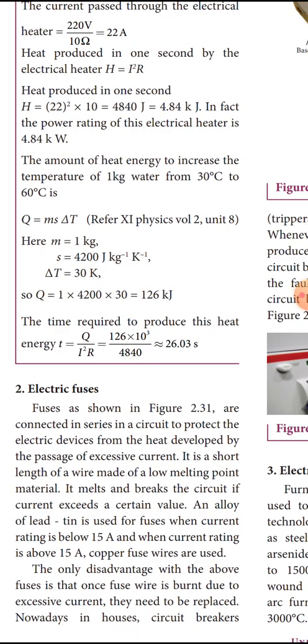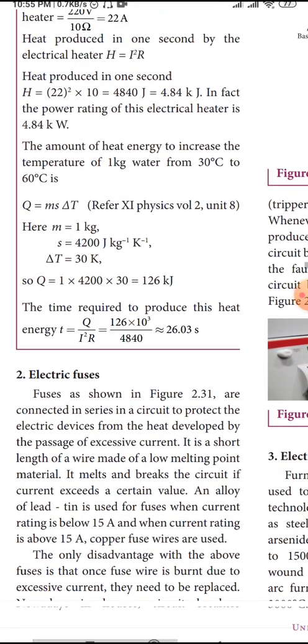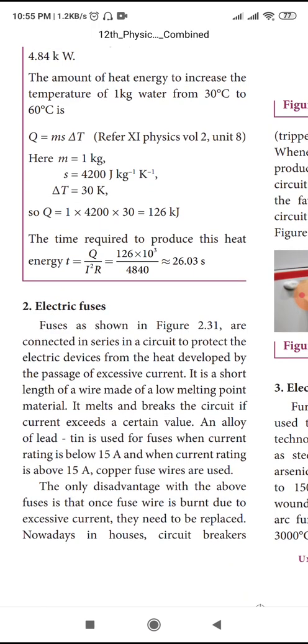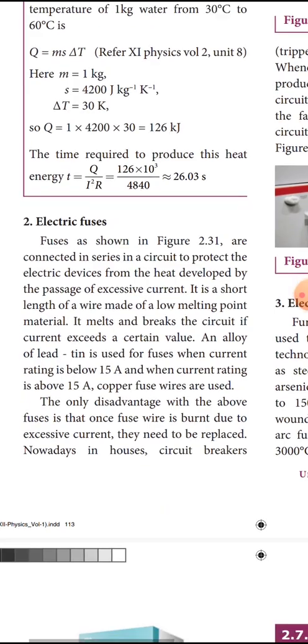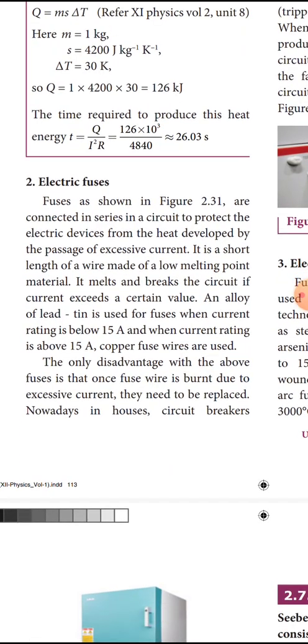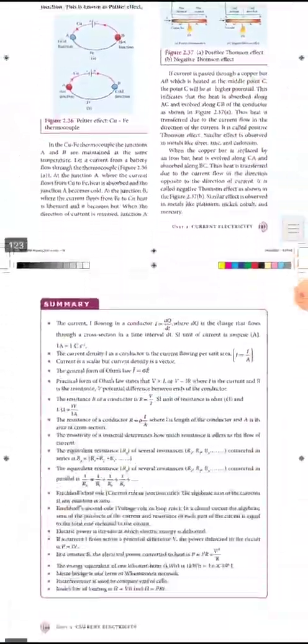The amount of heat energy Q is m s delta T. This is from 11th standard, and if you know s, you can find out time. Time T is given by Q by I square R. Substituting that, you can find out the time required to produce this heat energy. So you can read all the solved problems in this chapter.